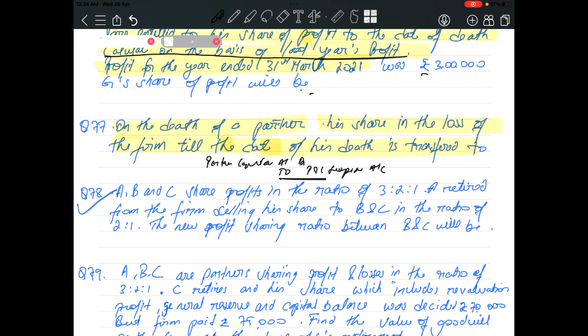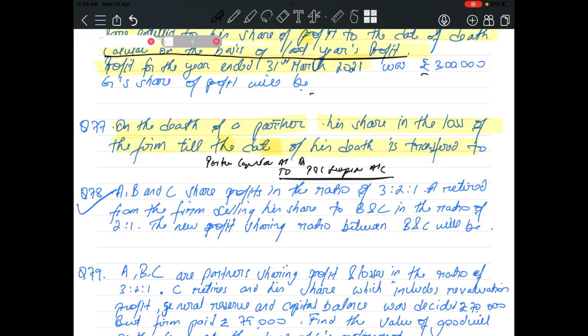Okay, so it is credited to P&L suspense account because partners is debit. It is a loss, right? If it was profit, the partners would have got this profit, so partners capital account would have been credited, but it is a loss, so partners balance will be reduced. Okay, amount payable to the partner will be reduced.